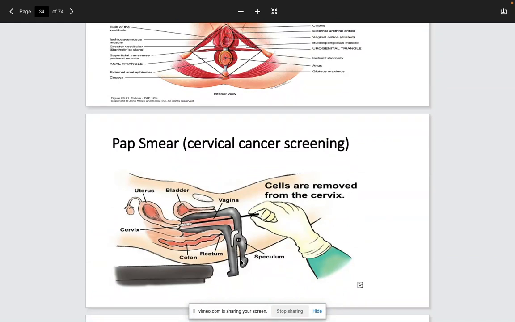This is something I've been talking about this entire time. This is called a pap smear. This is used for cervical cancer screening. We talked about the gynecology exam, how they would take a speculum and insert it, and this would help in order to take a brush. And as you can see here, they're going through the vagina into the cervix, which is the opening to the uterus.